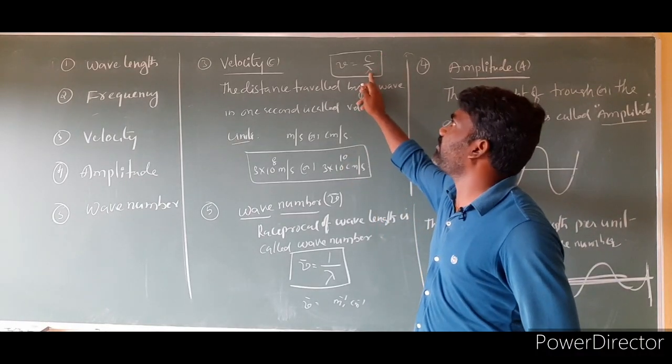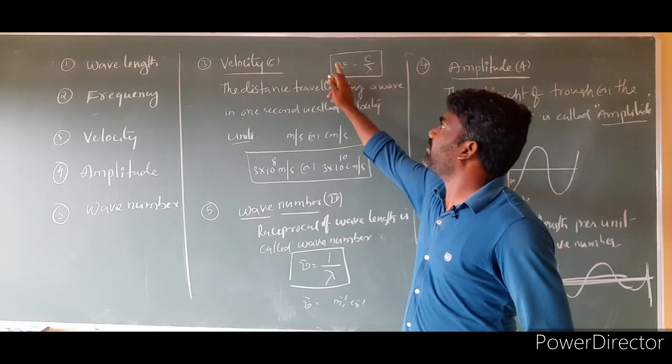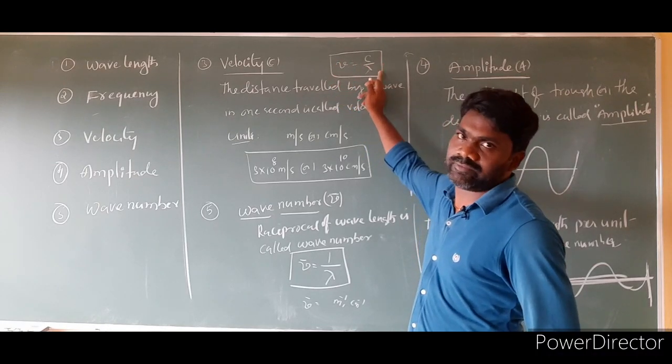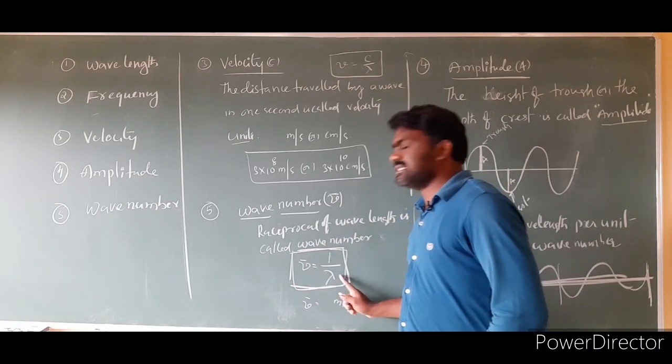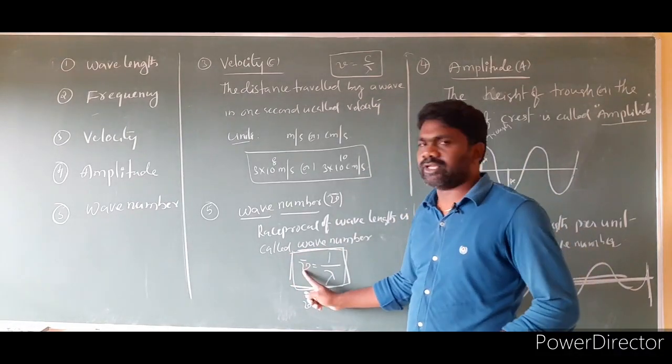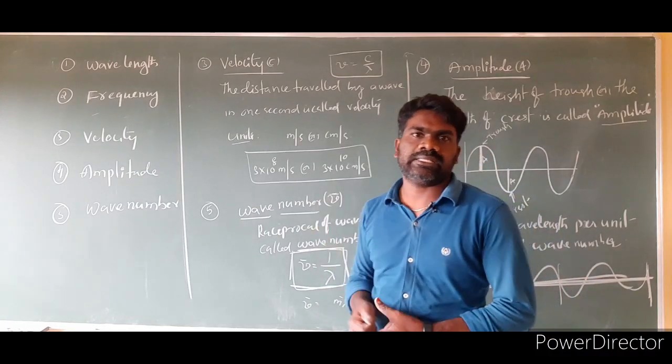We have to substitute in a given formula. If they give frequency, we have to calculate the wavelength. If they give wavelength, we have to calculate the frequency. And we have to remember this formula. If the wavelength is given, we are able to find out a wave number. So let us continue the problems based on this topic.